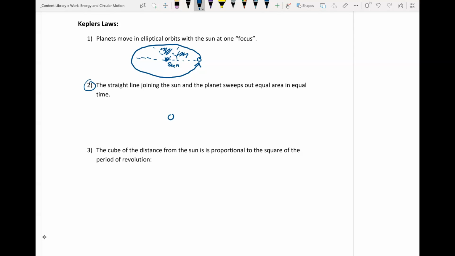So again, here's a diagram. This is our sun. And let's just say that this is our Earth. This is a radius, or the distance between the Earth and the sun at a given time. And then let's just say 1 month passes and our Earth is located here. I'm going to call this area between 1 month of the Earth's movement area number 1.